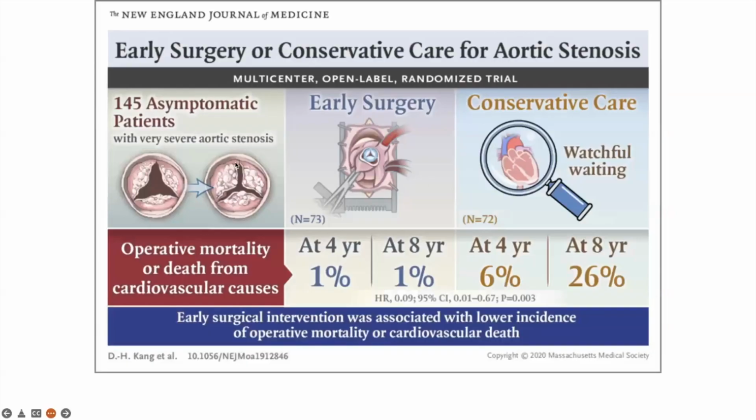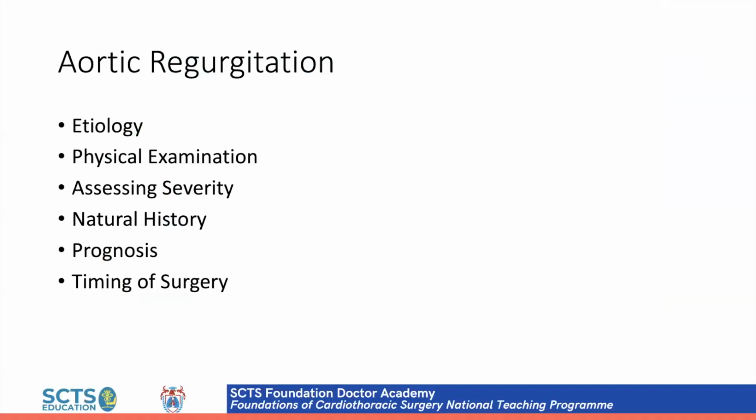However, there is some evidence now coming on board. There was a trial published in the New England Journal of Medicine, which looked at 145 patients who were asymptomatic, and they randomized them to early surgery or conservative treatment. They found that patients who had early surgery had a better outcome at 4 years in terms of less mortality. So now there's a move towards assessing patients and offering them surgery at an earlier date.